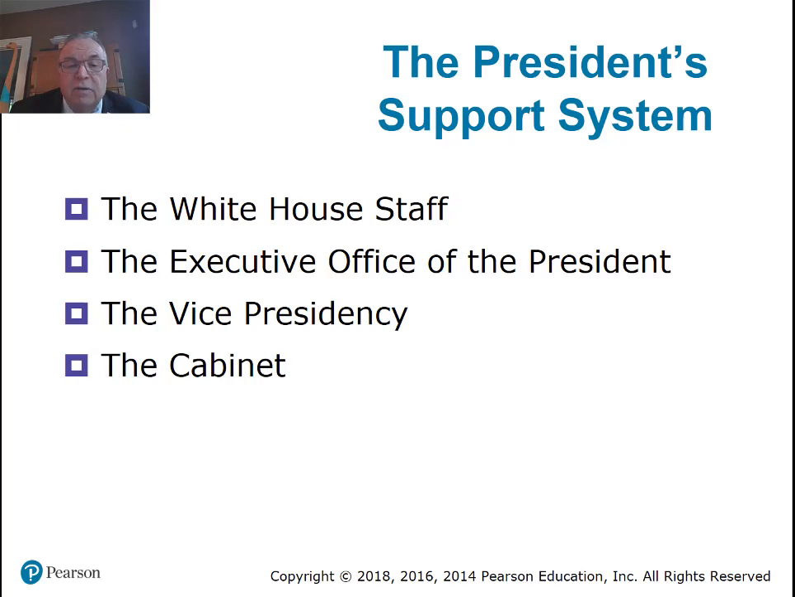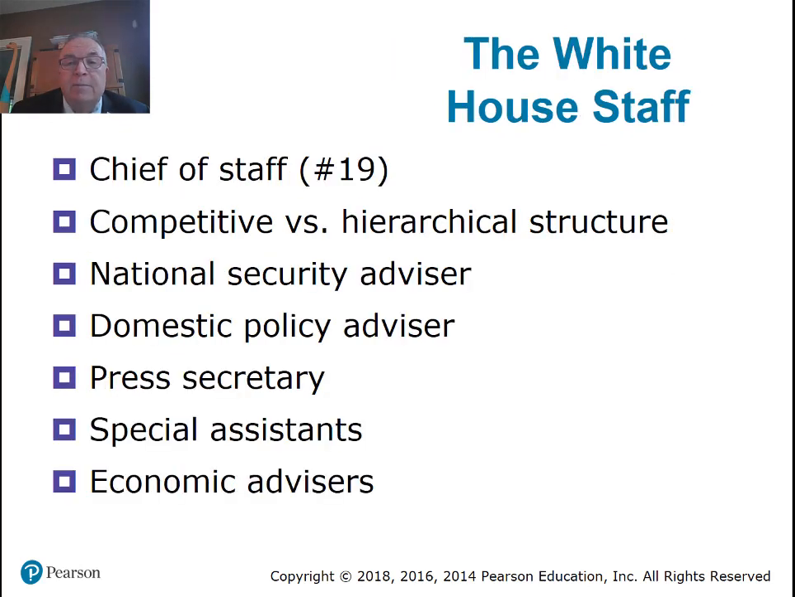The executive office of the president, the vice presidency, and the cabinet. So the chief of staff, question number 19, who is the president's right hand that supervises the president's staff? And that is the chief of staff, probably one of the most powerful people in the country. Typically, that job is extremely stressful. It supervises all the people that the president has employed to get things done. This is not a competitive structure, it is a hierarchical structure.